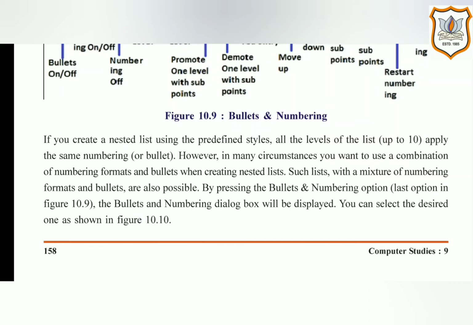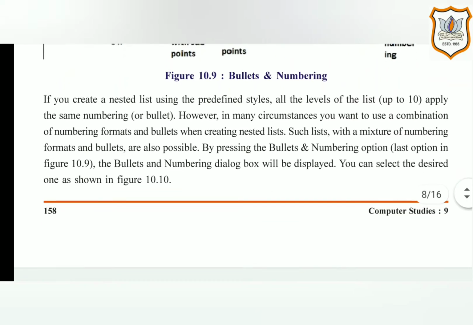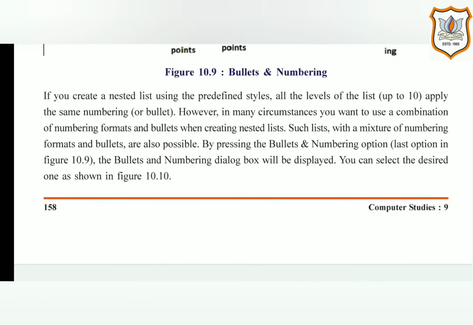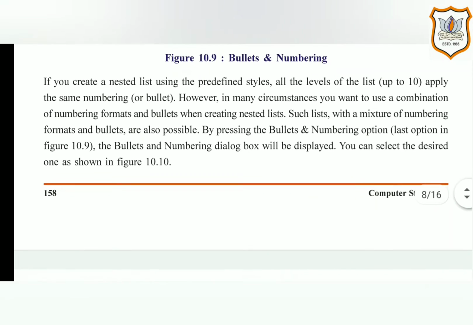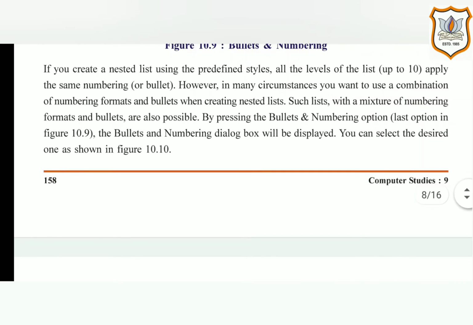If you create a nested list using the predefined style, all the levels of the list up to 10 apply the same numbering or bullet. However, in many circumstances, you want to use a combination of numbering formats and bullets when creating a nested list. Such lists with a mixture of numbering formats and bullets are also possible.